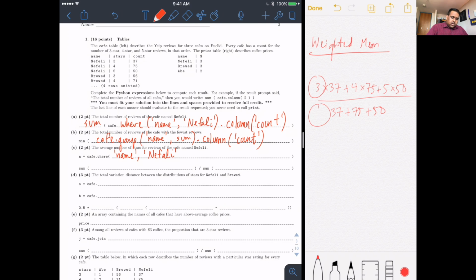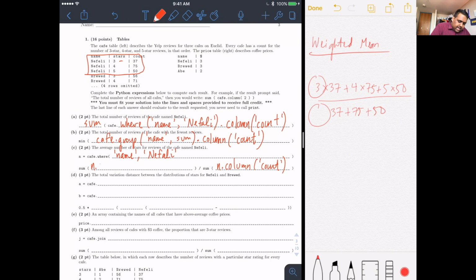So we know that our denominator right off the bat will just be the sum of the count column, right? Because again, we've reduced ourselves to having only this part of the table. So the sum of the count column will just be 37 plus 75 plus 50, which is what we want. But on the numerator, though, we want the pairwise product of the stars column and the count column. So we just write that line in as well.